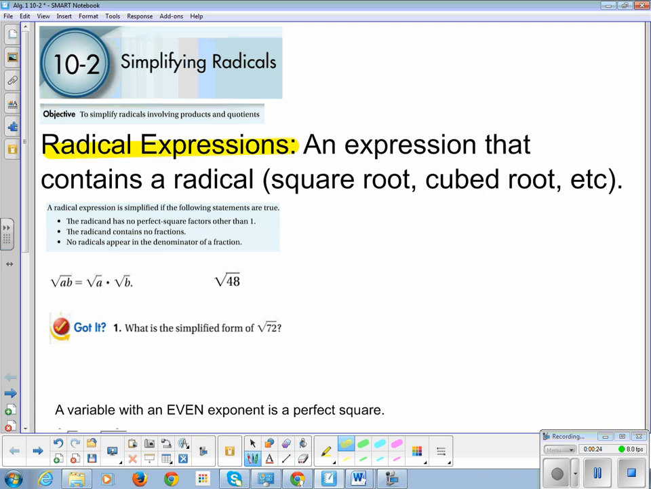To define radical expression, it's an expression that contains a radical, which in human terms is like a square root or a cubed root, etc. All right. We're going to be asking you to simplify radicals. So I thought it was important to write this sentence down.